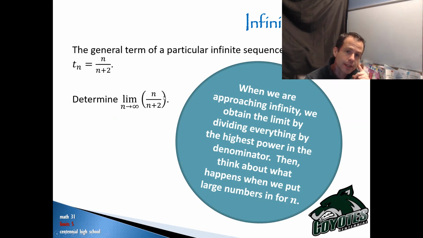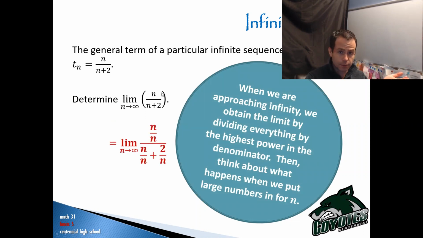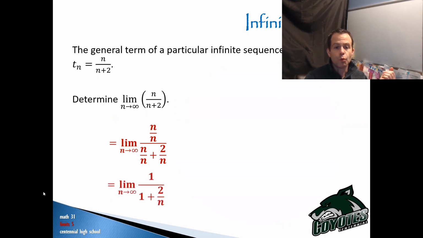My denominator is n plus 2, so the highest power is n there, it's n to the 1, okay? So I'm going to divide every term I see by n. That's going to look like this. So the top included, n divided by n, and in the denominator n divided by n and 2 divided by n. Now what that gives me is 1 over 1 plus 2 over n.